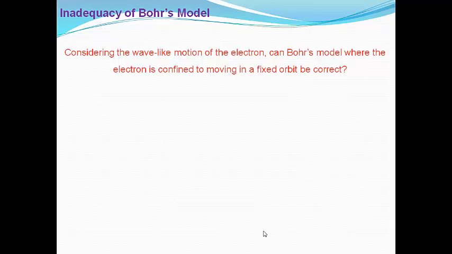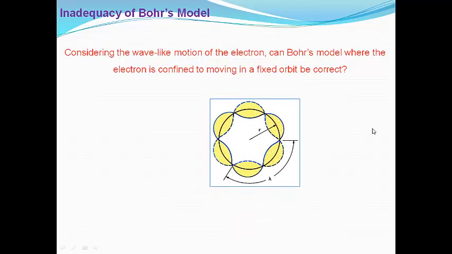Now, if we consider this wave-particle duality, or the wave-like motion of the electron, can Bohr's model, where the electron is confined to moving in a fixed orbit, be correct? Well, let us look at this example here. Here we have an orbit, and this is according to Bohr's model. The electron is moving along a fixed orbit.